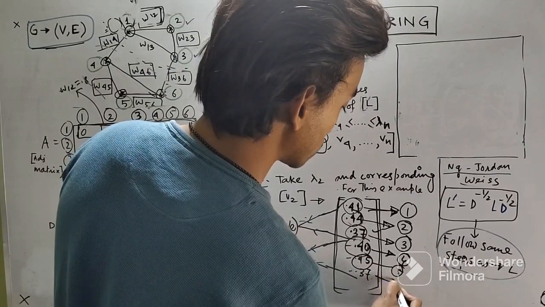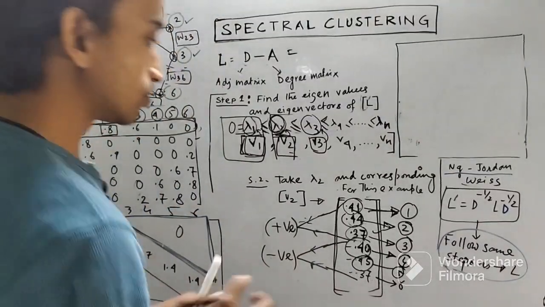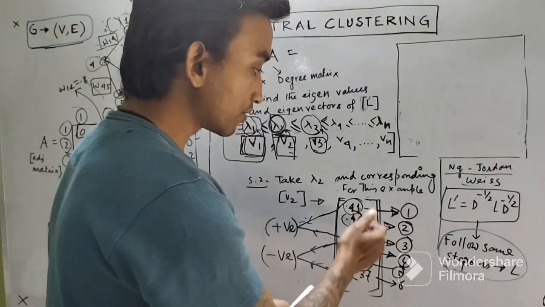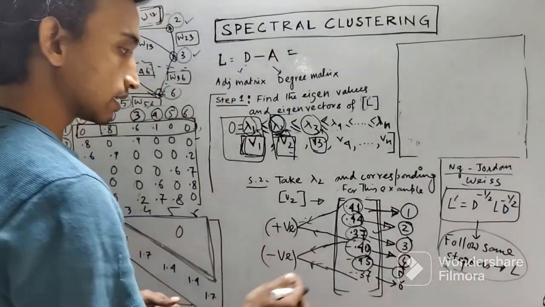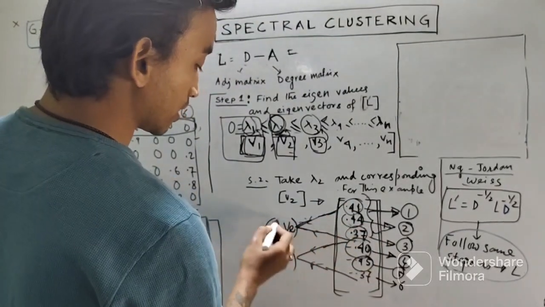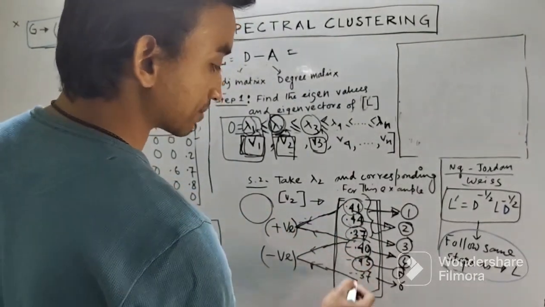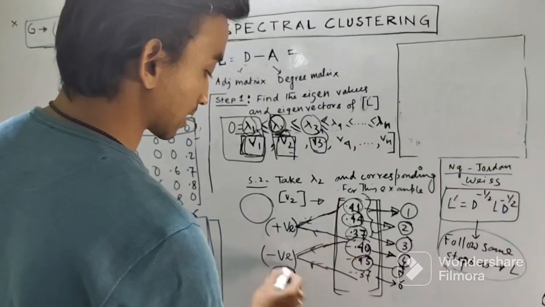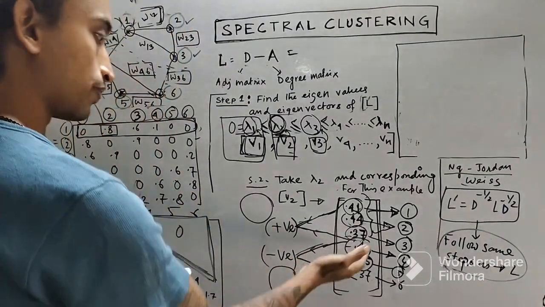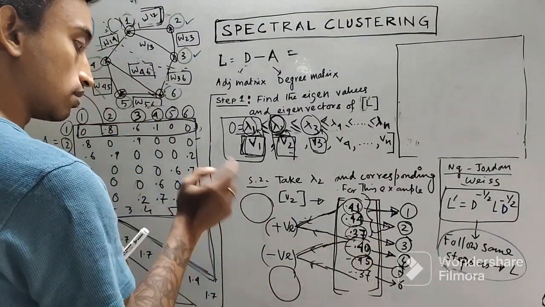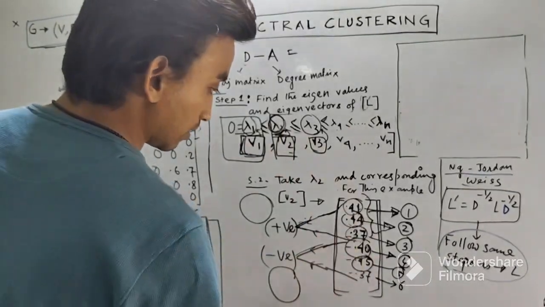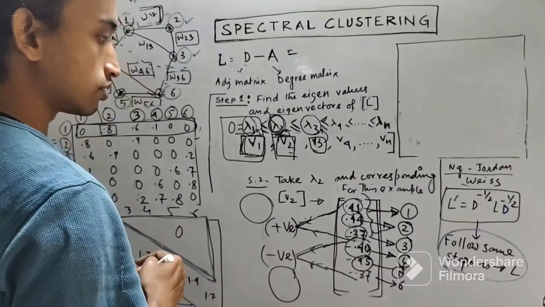Five, and this is a 6. Okay, so now you have connected all these elements of this particular vector to its nodes, and you are bifurcating in such a way that all the positives will go in one cluster and all the negatives will be considered in another cluster. So you just have to bifurcate it.